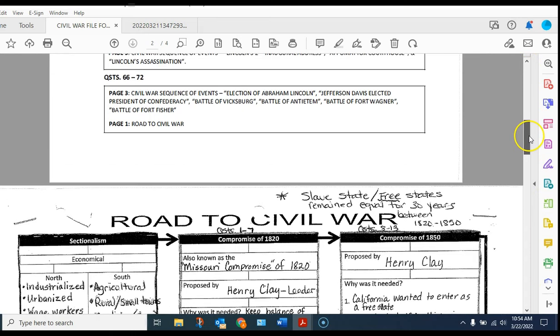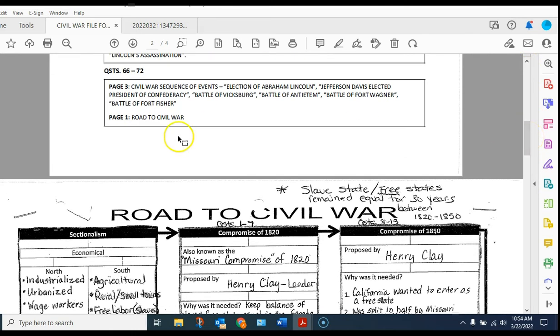All right, the last section, questions 66 through 72. This kind of jumps around, and we're going to use those sections that we did not use before. So it's going to, again, talk about the election of Abraham Lincoln. We're going to go back to Jefferson Davis, elected president of Confederacy. We'll go back to Battle of Vicksburg, Battle of Antietam. And then we're going to go to those sections you didn't use, Battle of Fort Wagner and Battle of Fort Fisher. And then you'll pick something up off of page 1 also, on the road to Civil War.